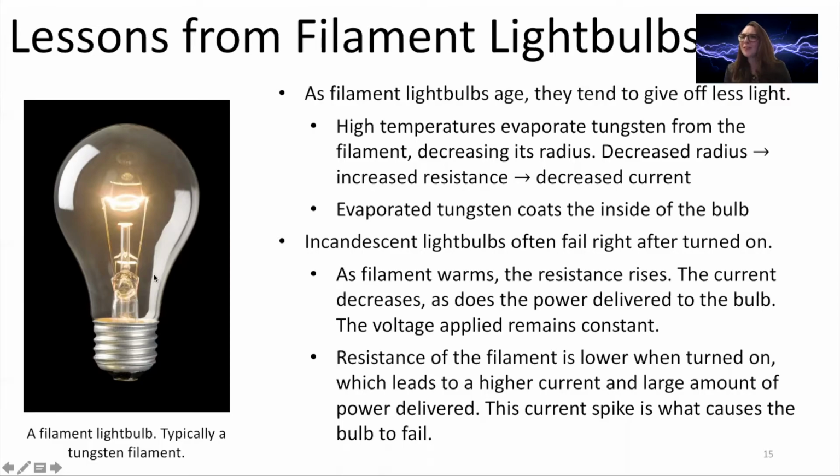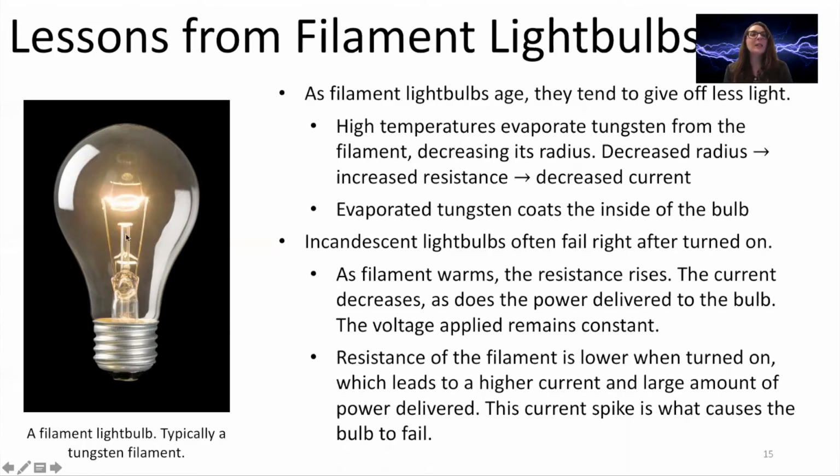You still might have a few of these around your house. Inside here, current is flowing, and current moves or flows through a piece of wire made up of a metal called tungsten, and that tungsten gets so hot that it glows, it lights up, and that's what creates the glow from a light bulb. Okay, now you might notice this, that as filament light bulbs age, they tend to give off less light.